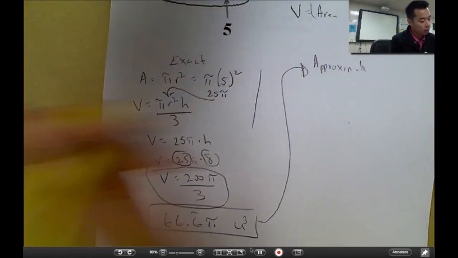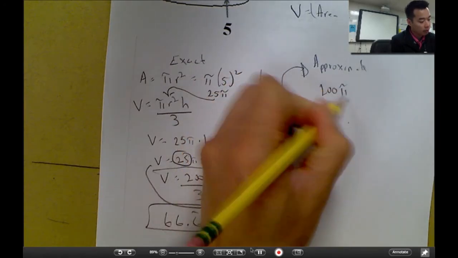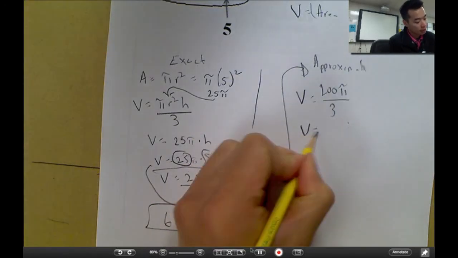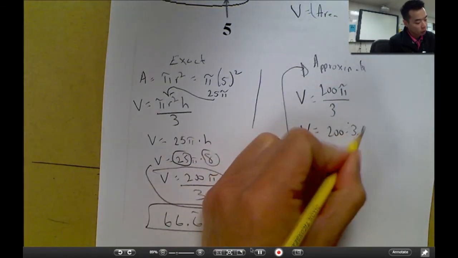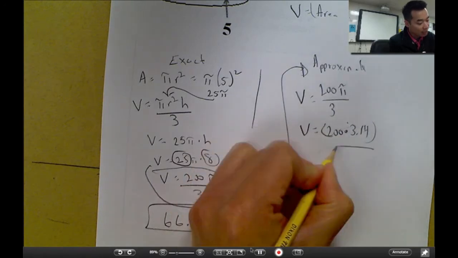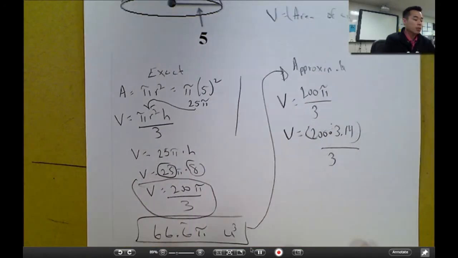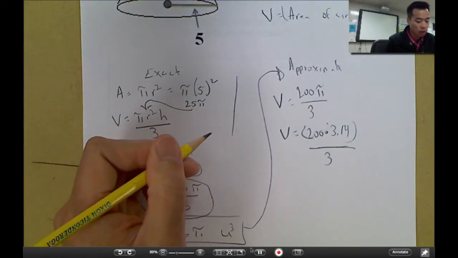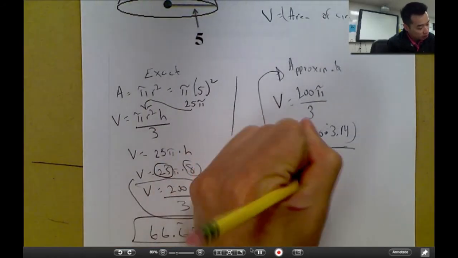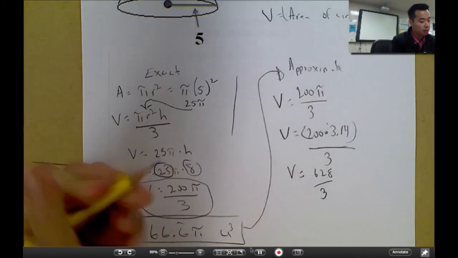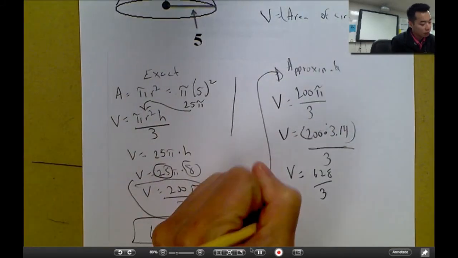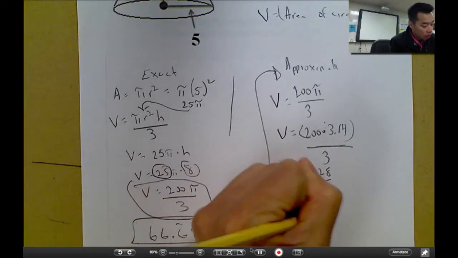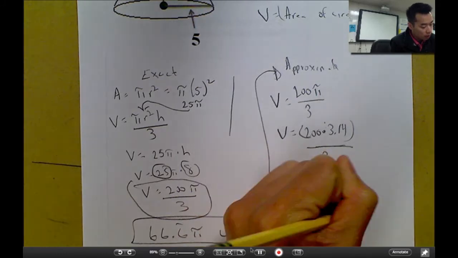And then to find the approximation, you take 200 pi thirds, and you replace the pi symbol with 3.14, multiply those together and then divide by 3. Order of operations tells me I need to do what's in my numerator first. So 200 times 3.14 equals 628, divided by 3. We're going to divide by 3 last. We get volume is approximately 209.3 repeating units cubed.